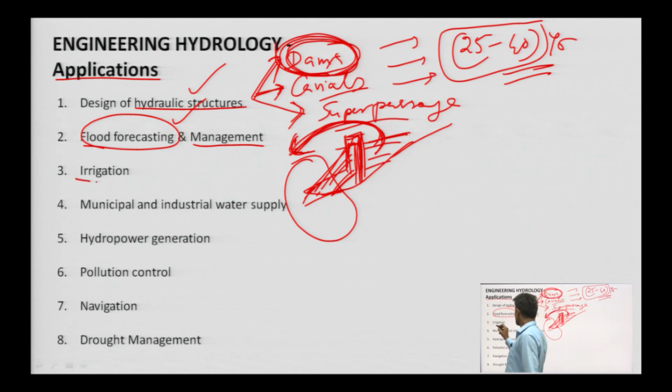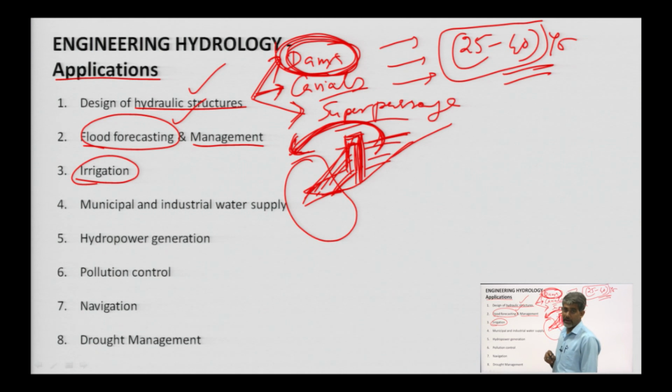The next application is irrigation. The concept of engineering hydrology is helpful in the irrigation system. If we are going to design a canal, and we do not have the idea of the availability of the water, what water is to be flowing within that canal, then we will not be able to design it. So, in irrigation.